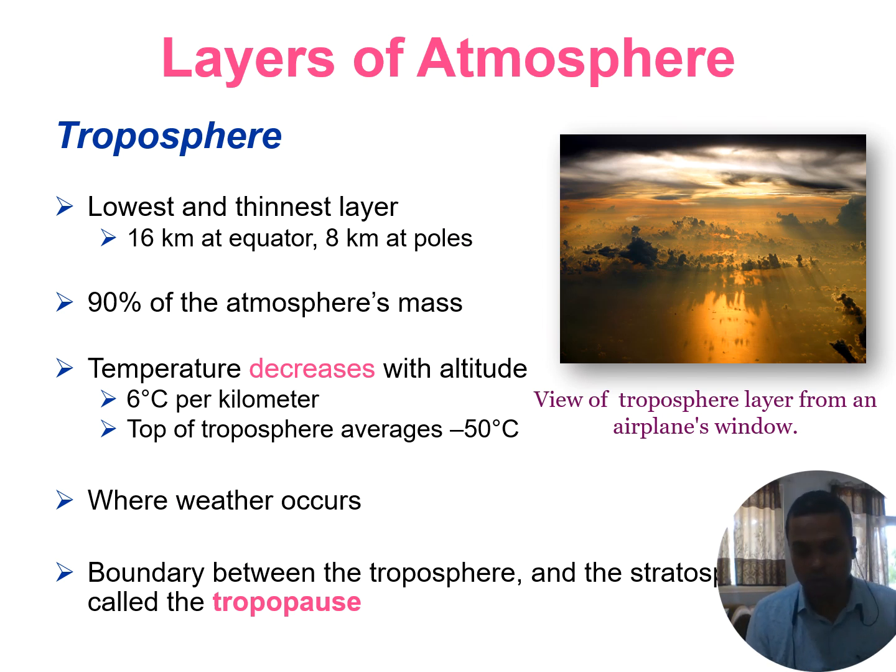Weather occurs here: all the storms, rain, and clouds you see are in this particular layer. The boundary between the troposphere and the next layer, the stratosphere, is called the tropopause.